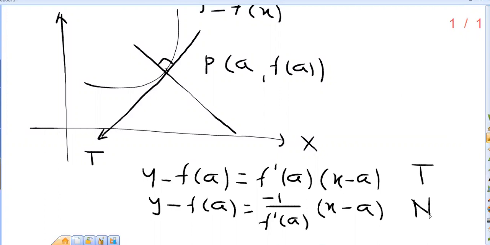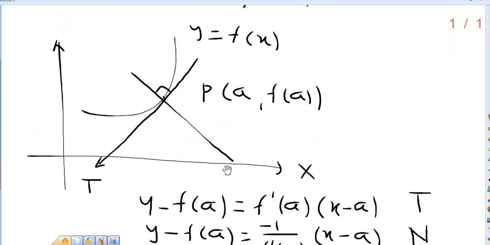Next line, dy dx is also called the gradient of the curve, gradient of a curve. Okay, now draw this rough sketch, draw the rough sketch, show both tangent and normal.